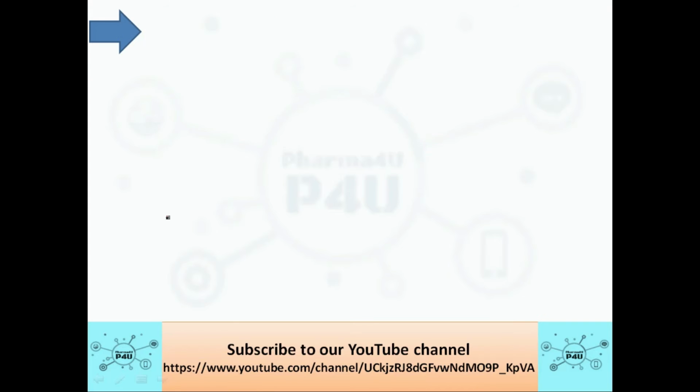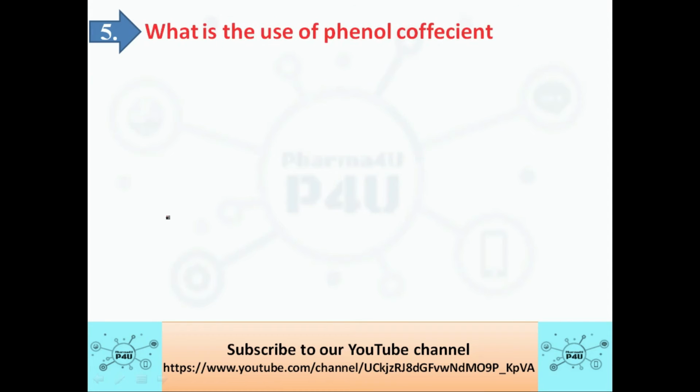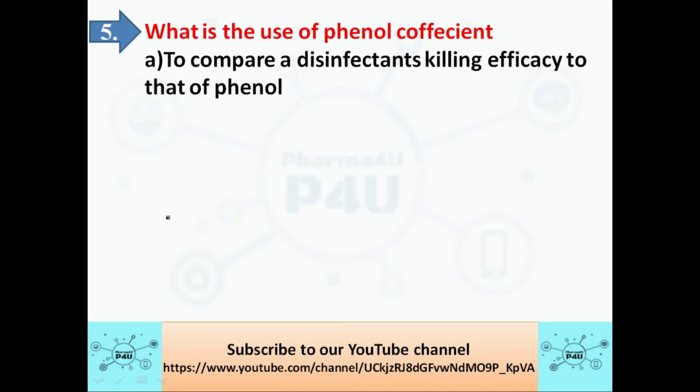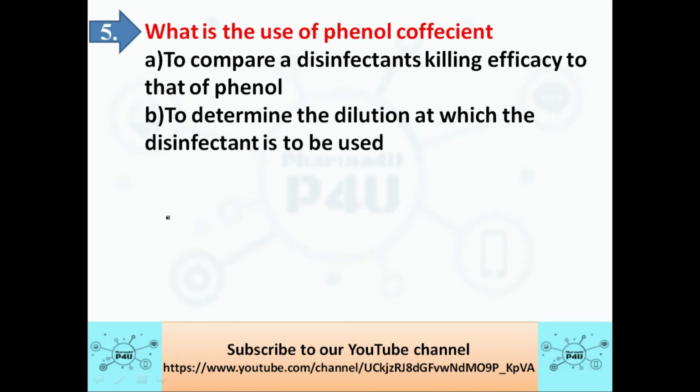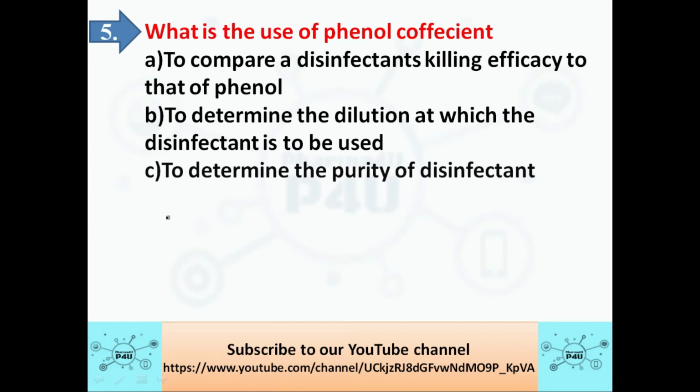Now the next question is, what is the use of phenol coefficient? Options are: option A is to compare a disinfectant's killing efficacy to that of phenol. Option B is to determine the dilution at which a disinfectant is to be used. Option C is to determine the purity of the disinfectant. Option D is all of the above. So what is the use of phenol coefficient? The use of phenol coefficient is to compare a disinfectant's killing efficacy to that of phenol.